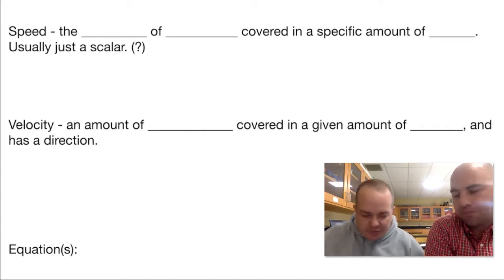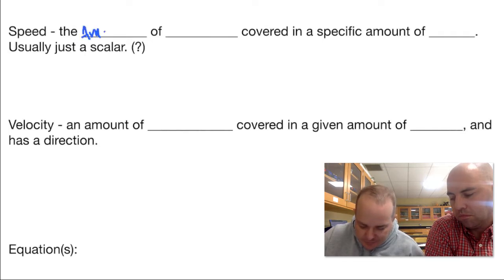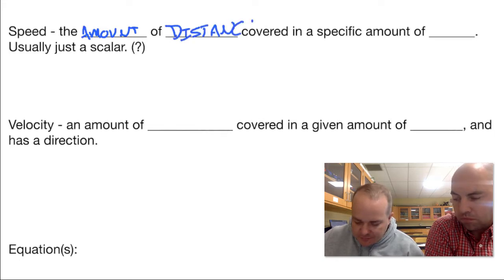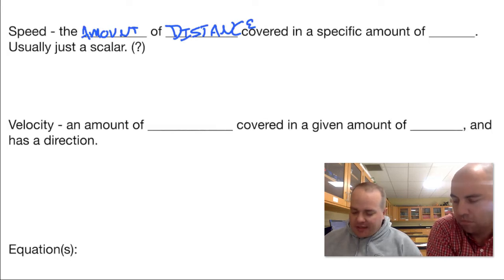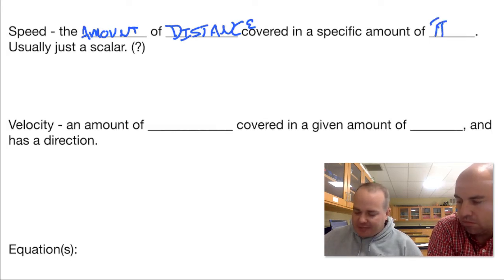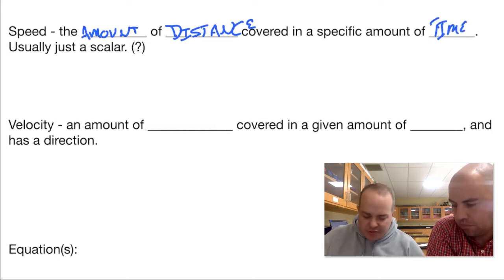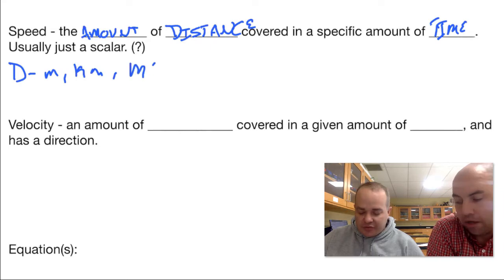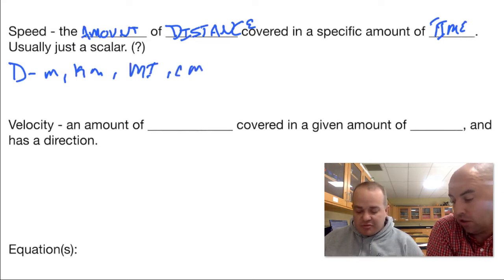Anyway, so the speed is just the amount of distance covered in a specific amount of time. Okay, so usually when we're talking about distance, we're either using meters, we could use kilometers, we could use miles. We could use light years.